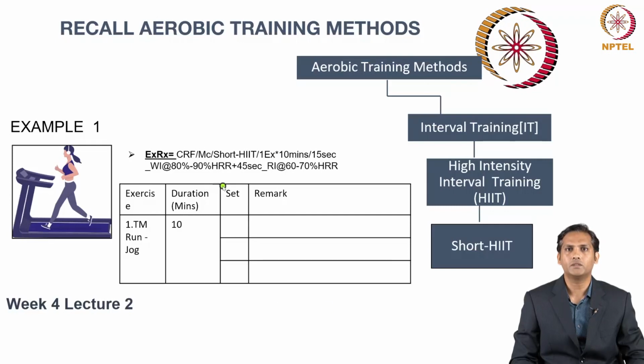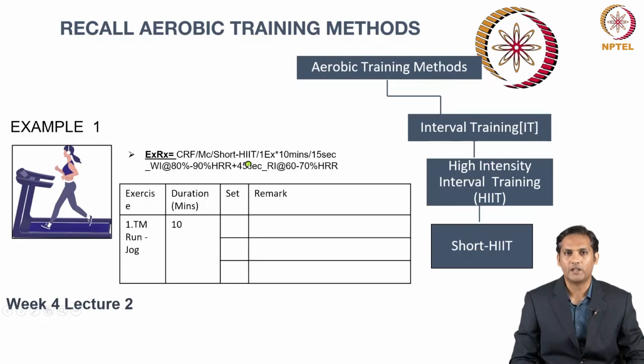Let's describe the exercise prescription first. The biomotor variable that you want to improve is the aerobic capacity. The mode of training is machine. The method of aerobic training is short HIIT. You are performing one exercise, that is treadmill walk, jog or run. The duration of this workout is 10 minutes.